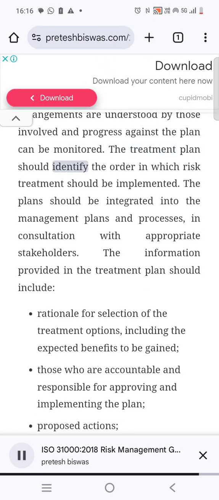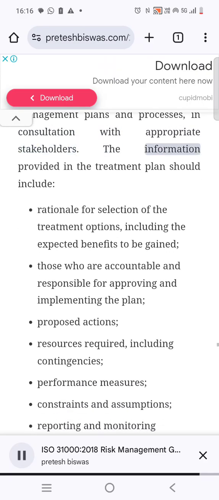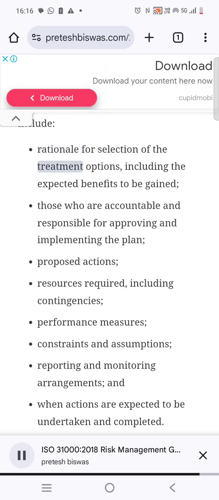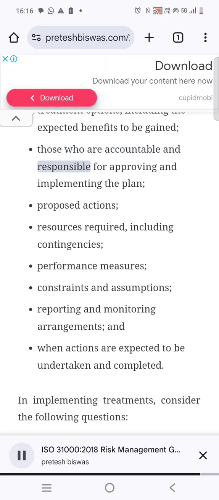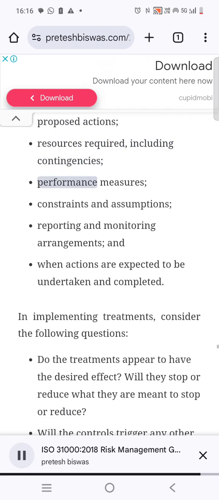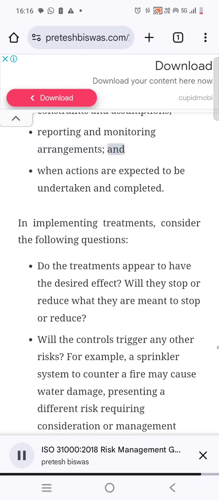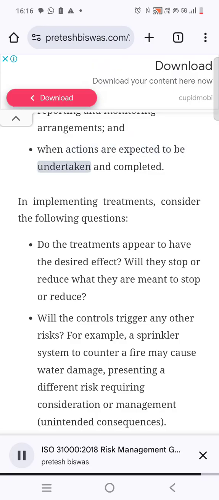The treatment plan should identify the order in which risk treatment should be implemented. The plans should be integrated into the management plans and processes, in consultation with appropriate stakeholders. The information provided in the treatment plan should include rationale for selection of the treatment options, including the expected benefits to be gained. Those who are accountable and responsible for approving and implementing the plan. Proposed actions. Resources required, including contingencies. Performance measures. Constraints and assumptions. Reporting and monitoring arrangements, and when actions are expected to be undertaken and completed.